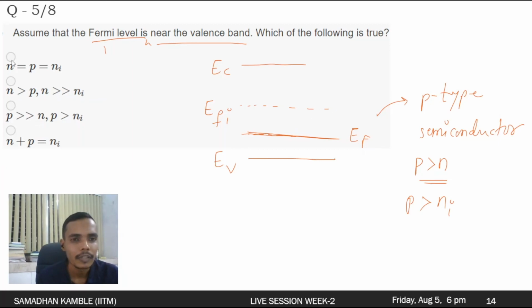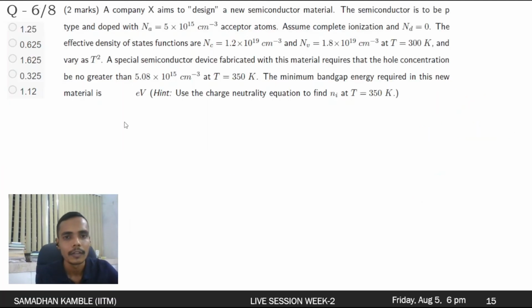If you consider the other options as well, like n equal to p equal to ni, that tells us effectively that it is an intrinsic semiconductor, where the electron and hole concentrations are the same. Here it is telling us about the n-type semiconductor, because the majority carriers here are the electrons. This is our correct example. And so let us go to question number 6. This is also quite an interesting problem.